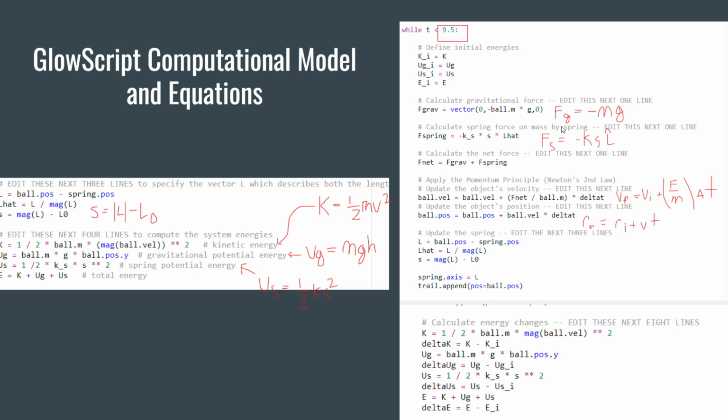Then to get net force, we have force of gravity, which is negative mg, and force of the spring, which is negative ks L hat. Just add those together. And then here's where we use Newton's second law. We have our velocity and position update formulas. And then this is just the same as before, just to update it.